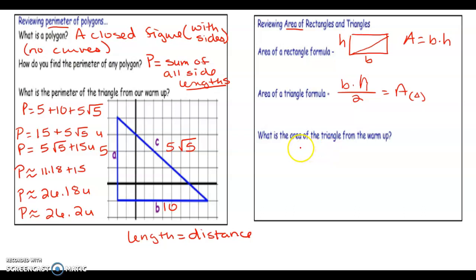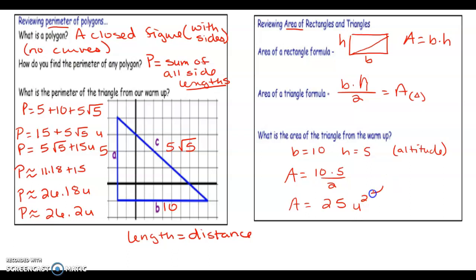The area of the triangle from the warm-up, our base was equal to 10, our height was equal to 5. Remember, the height or the altitude of the triangle is always perpendicular to the base. I'm just going to say that the area is 10 times 5 divided by 2. Area is 50 divided by 2, which is 25 units squared. All areas are two-dimensional, so it's always going to be in units squared.